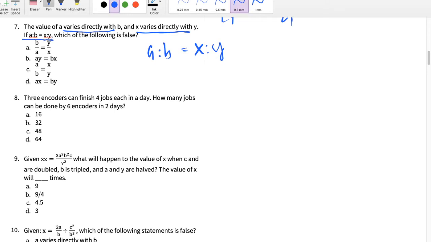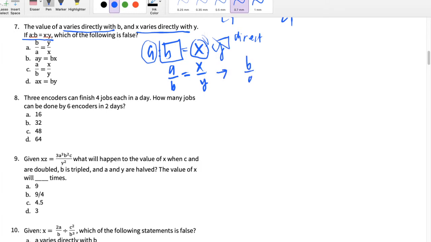ibig sabihin, since varies directly, meron kang direct proportion. Okay? So, kapag meron kang direct proportion, we will have A over B is equal to X over Y. Okay, so take note guys na pwede mo pagbaliktarin itong B is to A, Y is to X, as long as you're consistent. Na kung ano yung pairs dito, like for here, ang pairs mo dito is A and X, then your B and Y. So, as long as you are consistent. So, another way of writing this would be B over A is equal to Y over X.